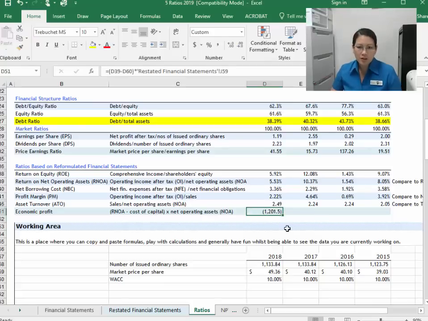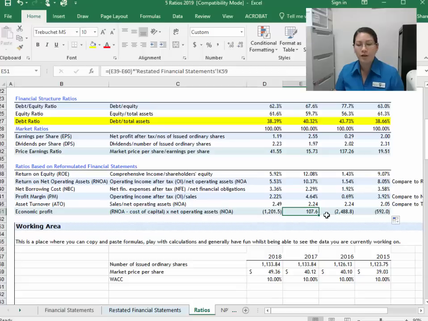Now, don't negate this negative figure. We want to leave that there. We need to know whether it's negative or positive, because it actually makes a difference for us. What the negative is telling me is that my return on net operating assets is less than my cost of capital. If it's positive, it's telling me my return on net operating assets is greater than my cost of capital, which is what you want, essentially.